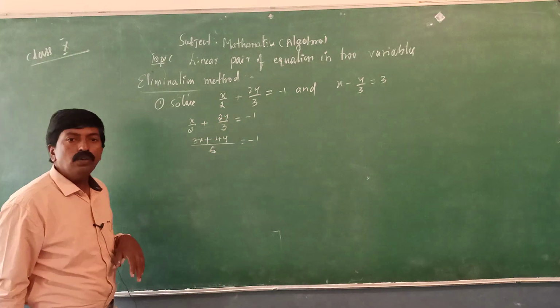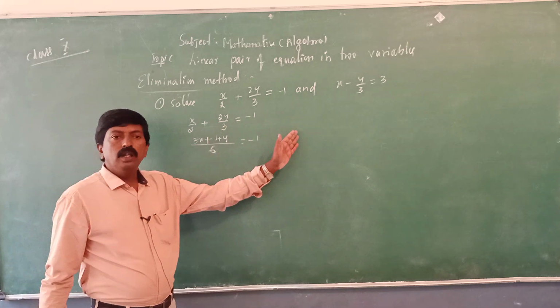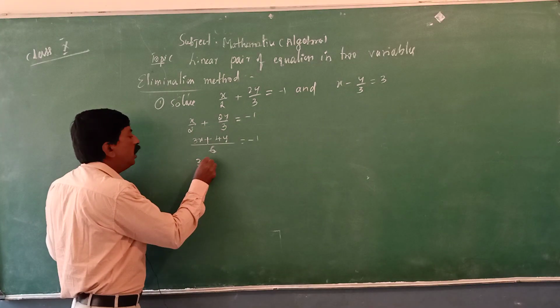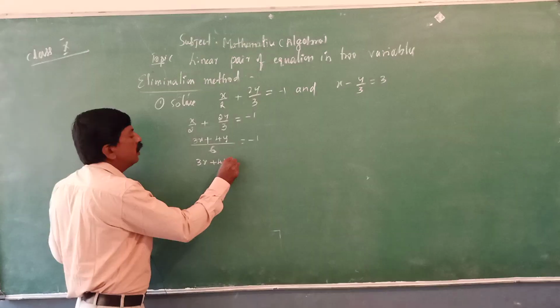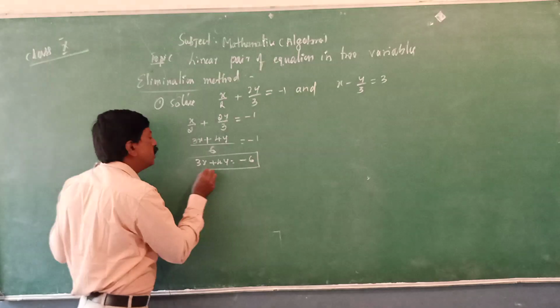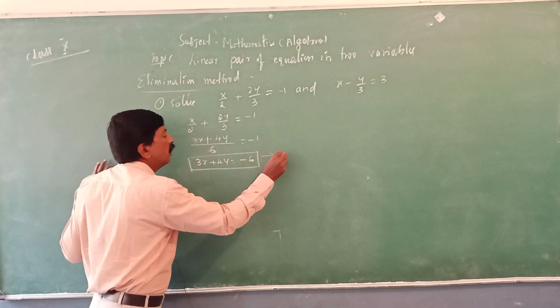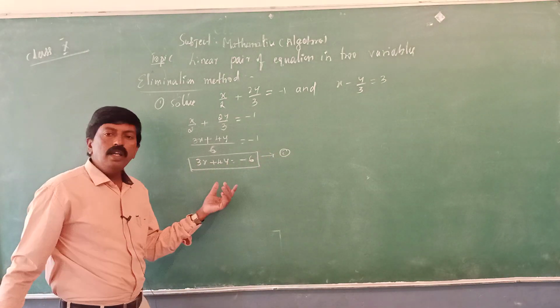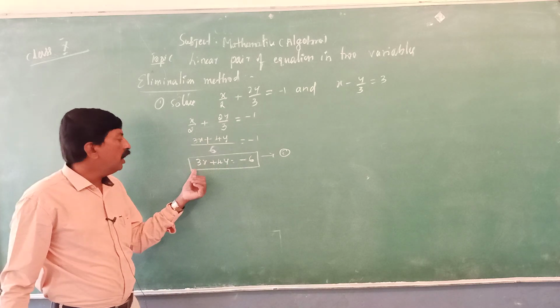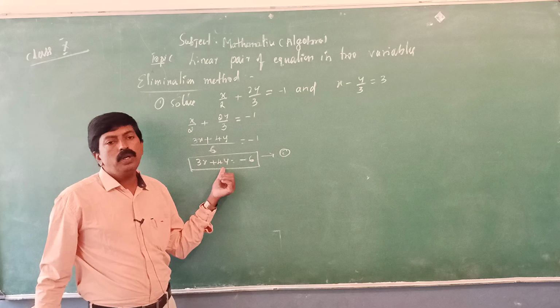Then what we have to do? 6 to be cross multiplied. Therefore, 3x plus 4y is equal to minus 1 into 6, which is minus 6. Call this as equation 1. We got a linear equation with x and y variable having 3 and 4 as its numerical coefficients.